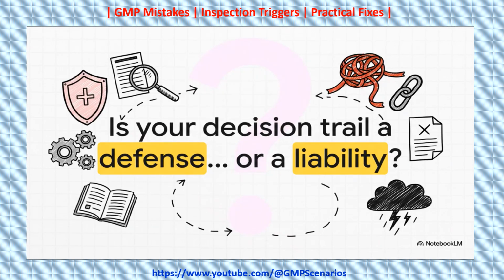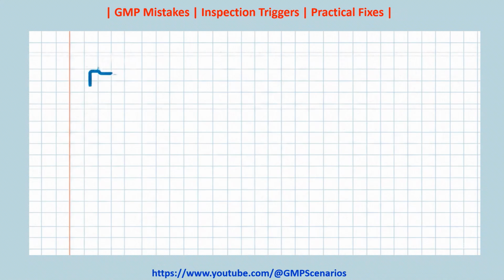Period. So, I'll leave you with this question to think about for your own processes. When an auditor pulls one of your closed deviations, what are they going to find? Are they going to find a strong, well-documented defense? Or are they going to find a liability just waiting to explode?